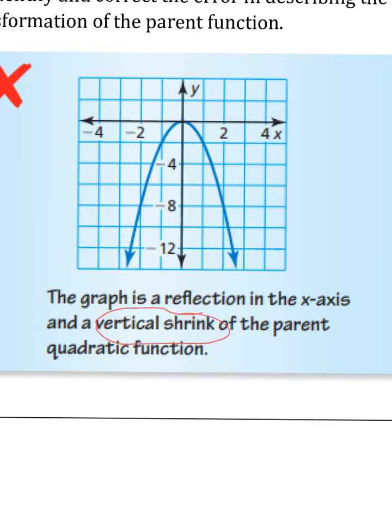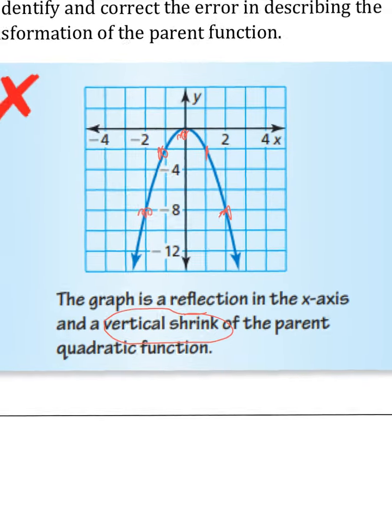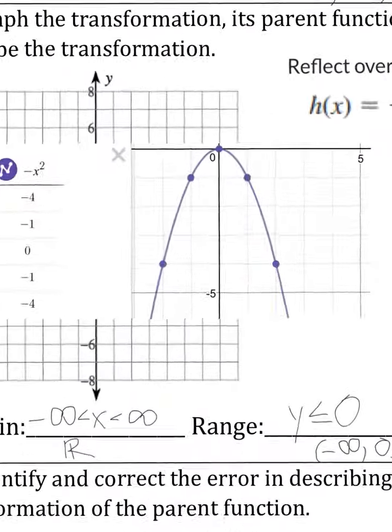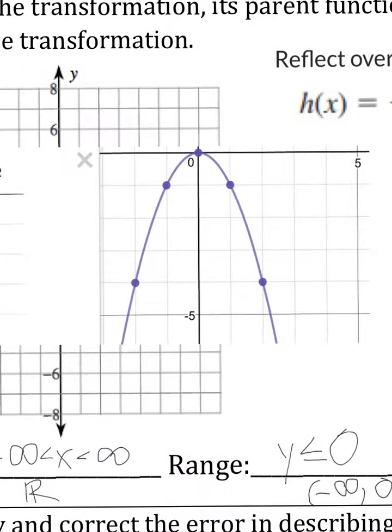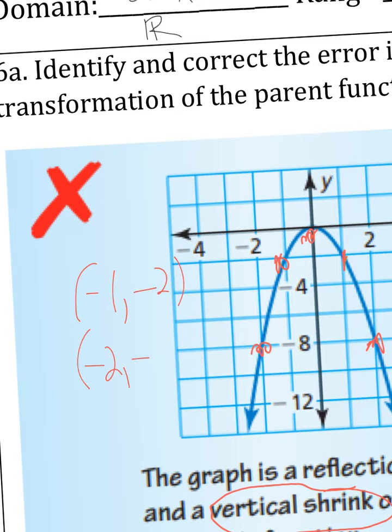So the points here are (0, 0), (-1, -2), and (1, -2). And then it goes from -2 down to -8. So these are the points that you can easily identify. Let's look at the -x squared one. If it went -1 down to -1, here, let's look at the table with it too. And then it went -2 down to -4. So here, it went from -1 down to -2 and -2 down to -8.